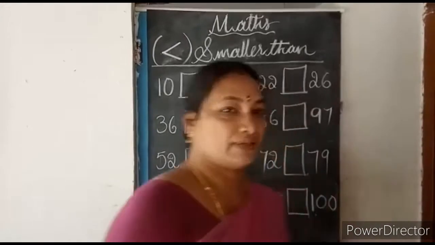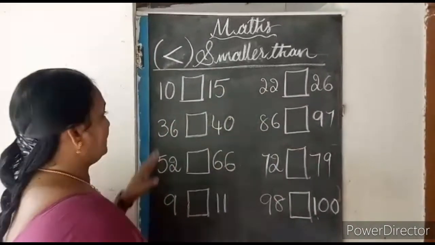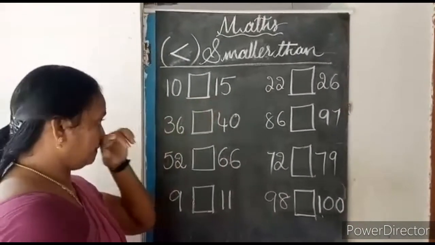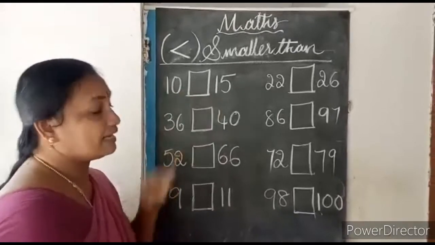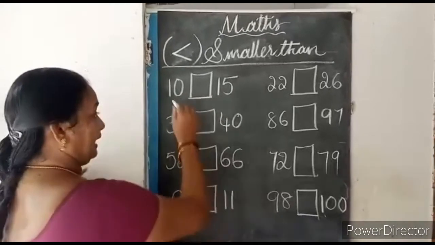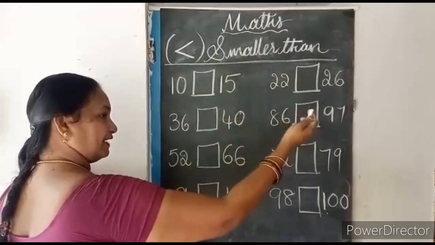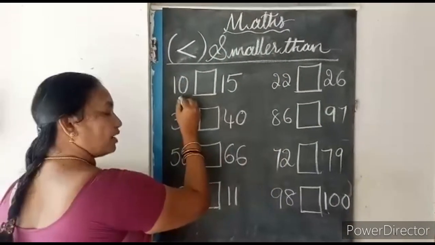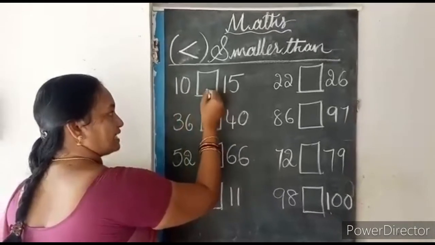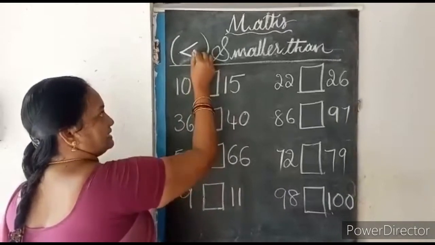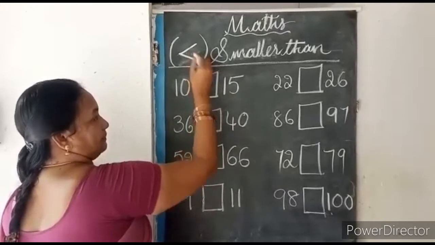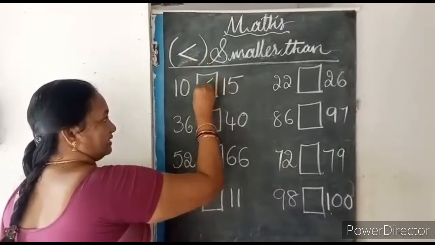So for example, look at the board, children. Here we have a 10 and 15. So which is smaller? Is 10 smaller than 15 or greater than 15? Yeah, it is smaller than 15. So what sign do we have to use? This is called the smaller than symbol. This is called the smaller than sign.